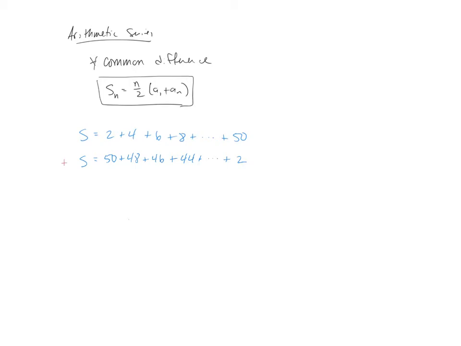So now I'm going to add these two things together. On the left, we're going to have 2s. And on the right, this is where you'll see why writing it backwards is helpful. When you add this, that gives you a 52. When you add that, that gives you a 52, 52, 52, and 52. So really, we just have a bunch of 52s added together.